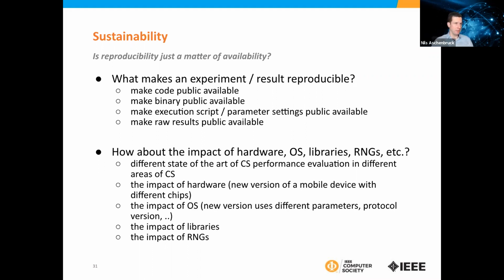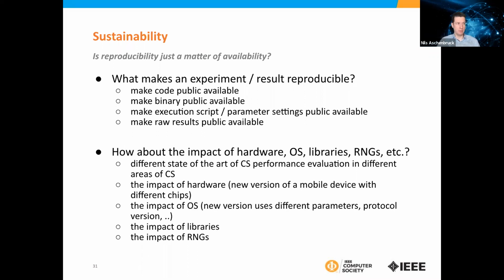However, there are so many other things we need to consider, which in the end may result in failing to reproduce the results. And we don't, of course, want this for experiments that have been done properly, right? So in the end, we want the results to be reproduced and replicated. So we also have to consider the hardware, the operating systems, libraries, random number generators, etc., etc. Of course, there's a different state of the art in performance evaluation in different areas of computer science.